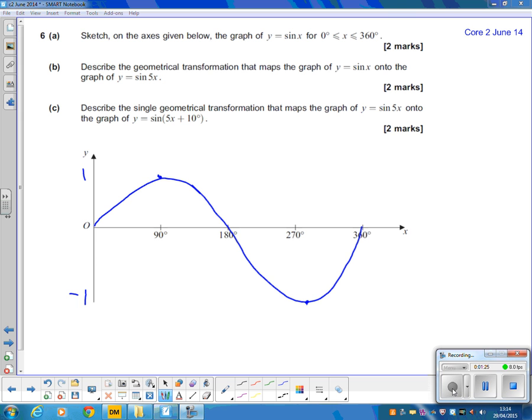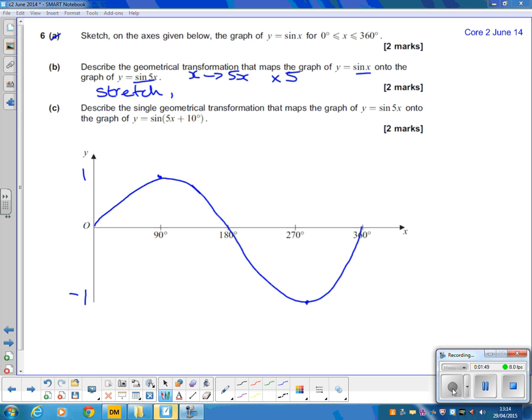Right, once we've drawn our graph in part A, it's now asking us to describe a transformation from sine x to y equals sine 5x. So let's have a look what's changed. Well, x has gone to 5x. So that's multiplied by 5, and it's the x. If you multiply by a number, that's a stretch. So this is a stretch.